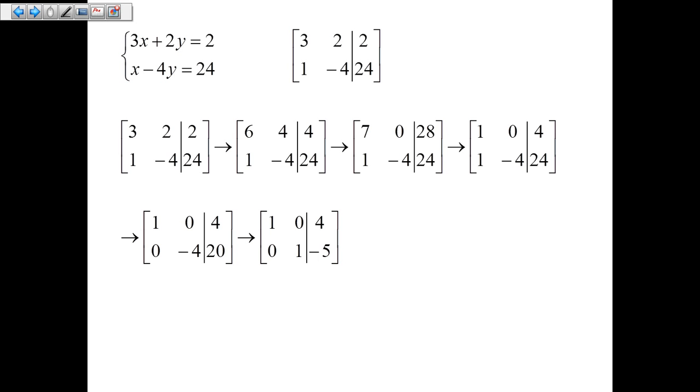And I'm now in my reduced row echelon form. I've got my identity matrix in front, followed by the two constants on the other side of the bar. So now I can read off my answer is 4, comma -5. That means that x equals 4, y equals negative 5.